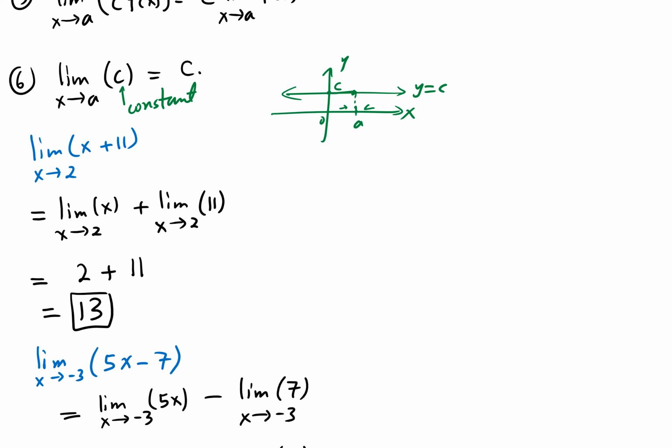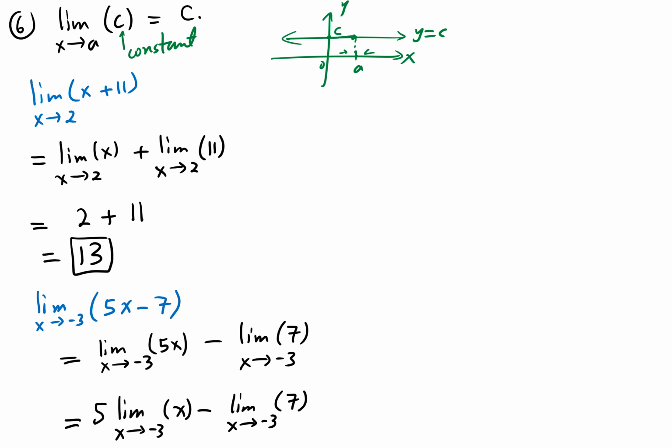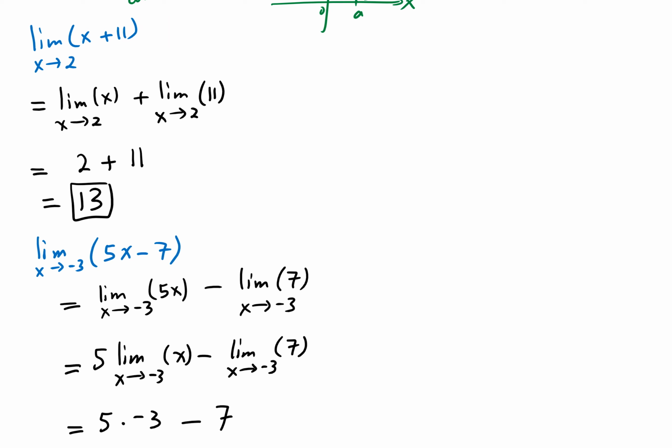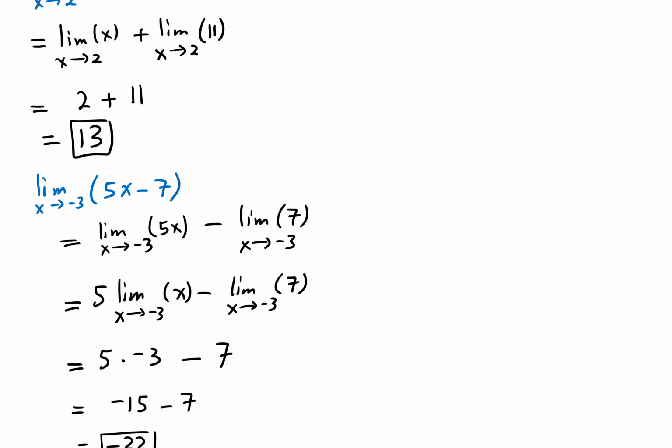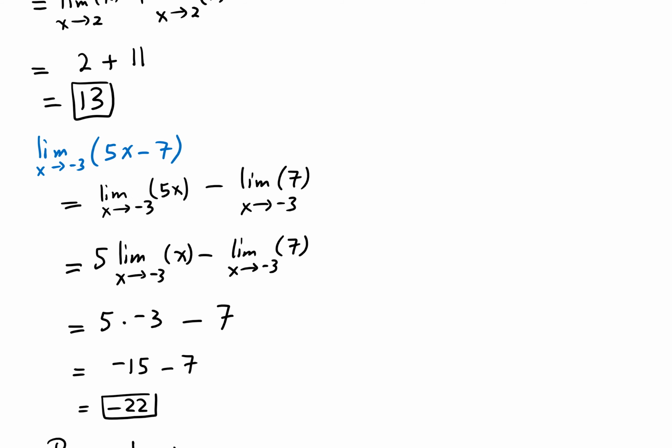If you look at the first one, the 5x, by property 5 you can take the 5 outside. Then it's 5 times negative 3 minus 7, which is negative 15 minus 7. And that gives us negative 22.